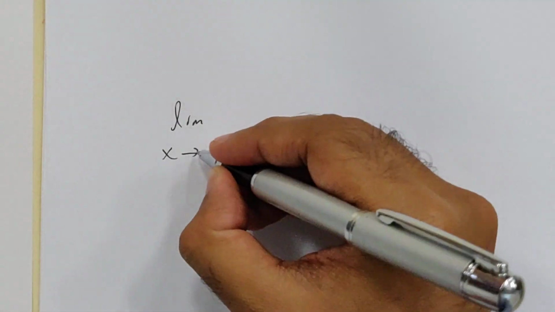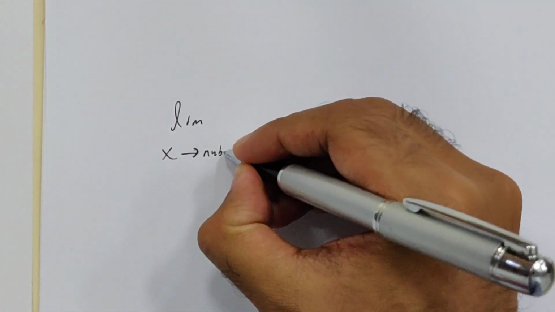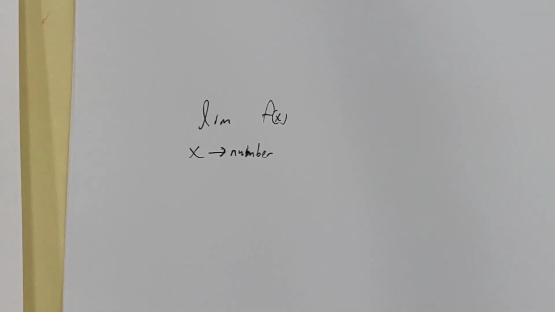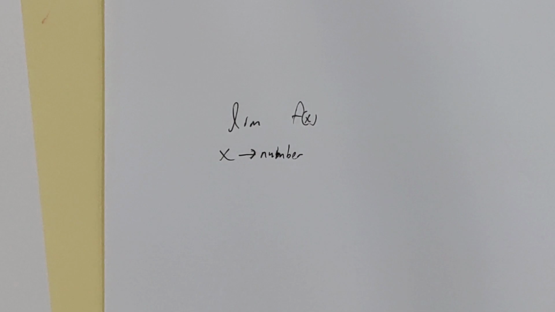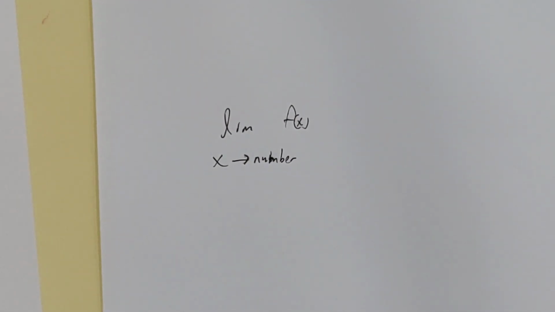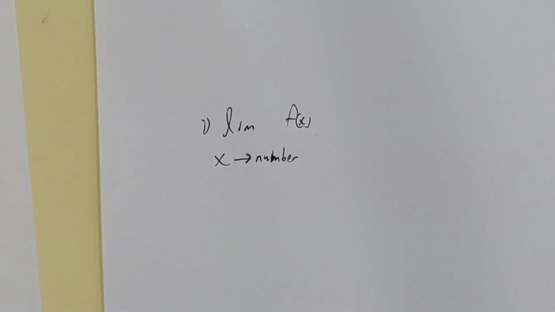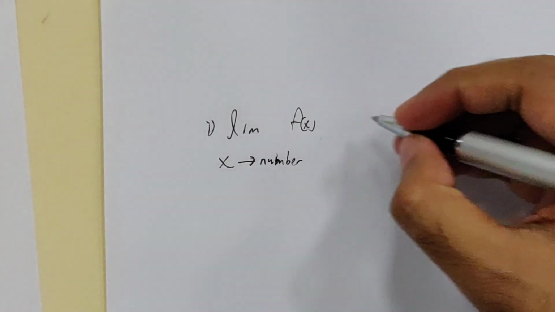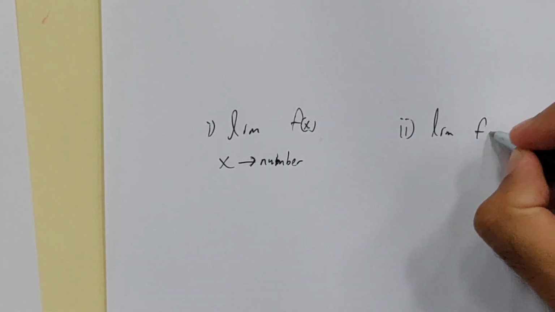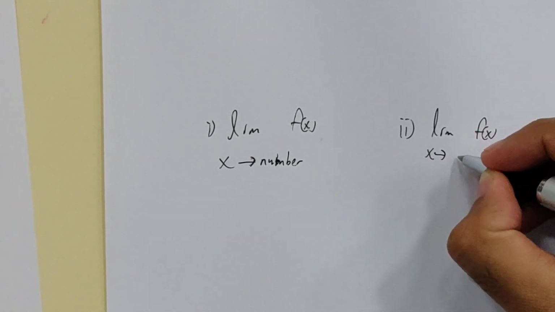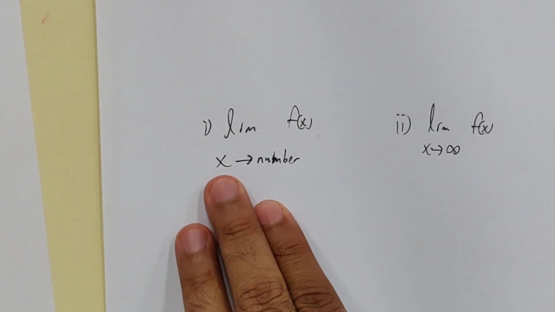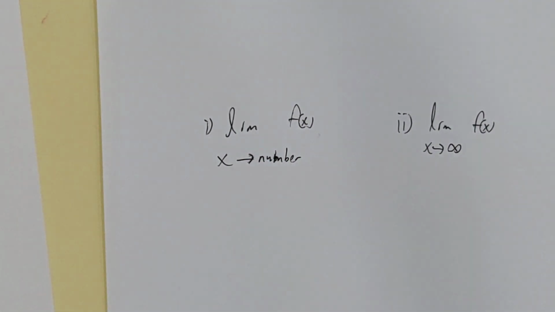Limit x approaching a number. Okay, cannot see? It's alright. Another one will be, maybe we need to change a bit. Okay, these will be your two main types of question. One is x approaching a number. Another one is x approaching infinity.